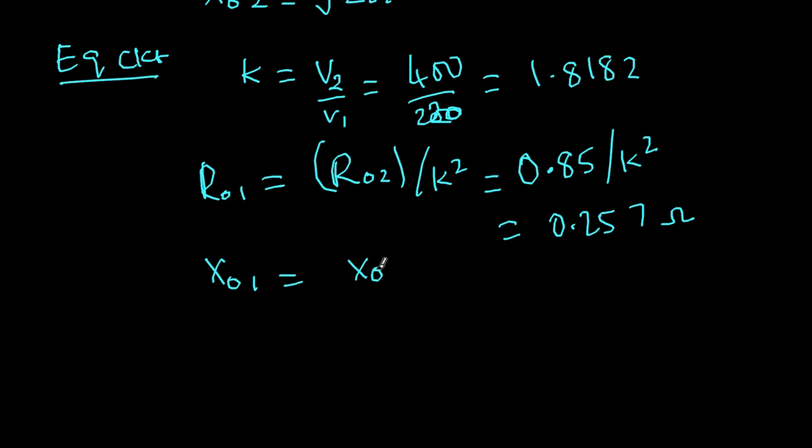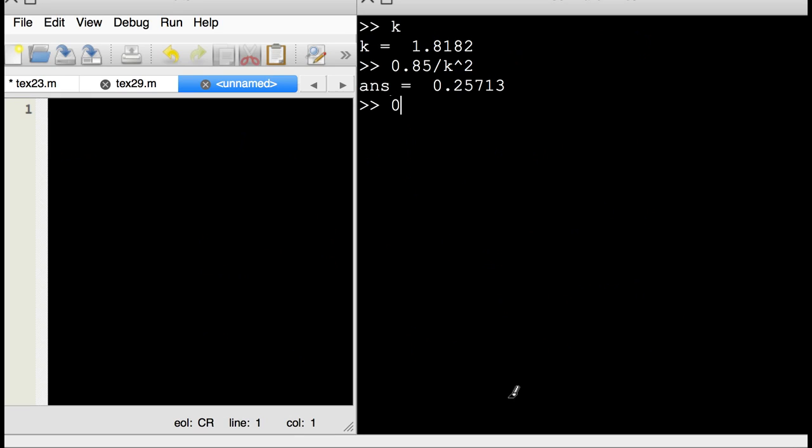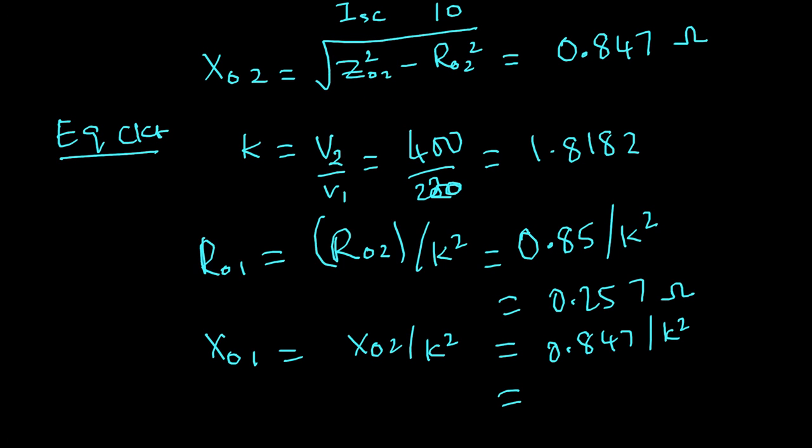Similarly, what is X01? It is nothing but X02 divided by K square. So that is 0.847 divided by K square. Let's calculate that. 0.847 divided by K square, I'm getting 0.256. That's it. I have all the values.